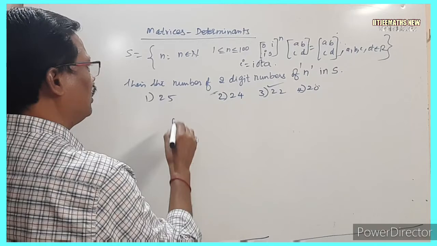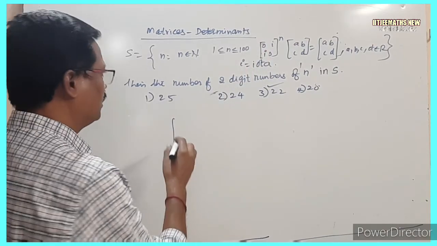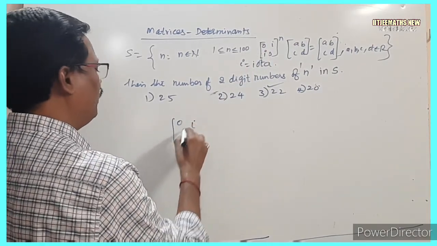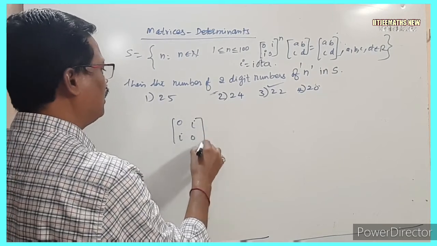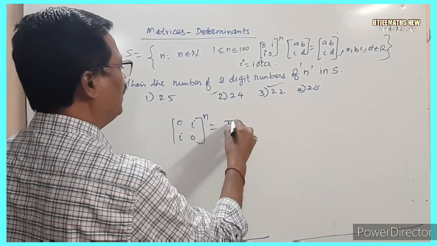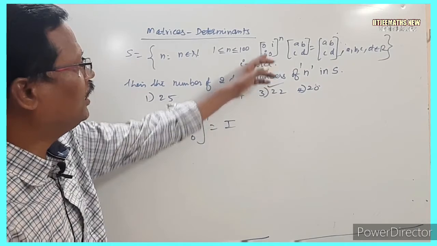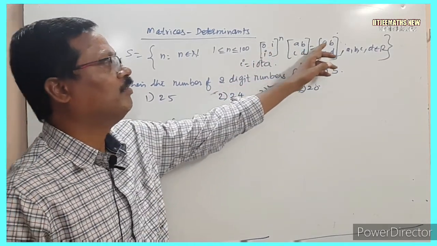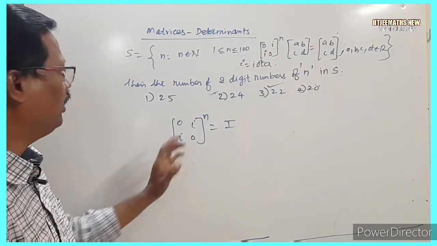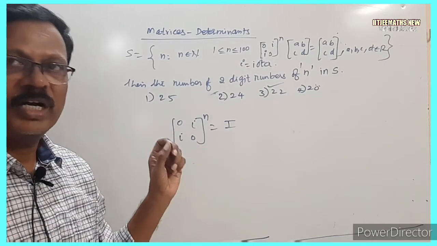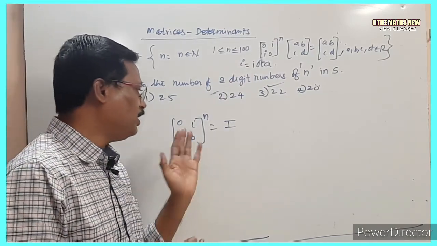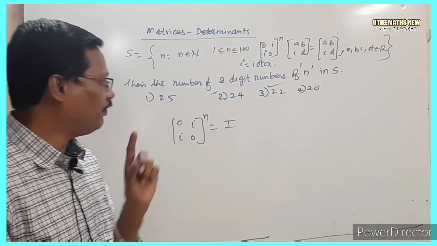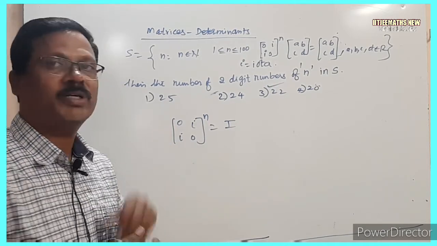Now therefore, if it is an identity matrix, now [0 i; i 0], where i is iota, the imaginary number, this must be the identity. Now this identity matrix into ABCD will be again ABCD. That's why this matrix must be the identity matrix. Now this will be an identity matrix if n is maybe a multiple of 4.